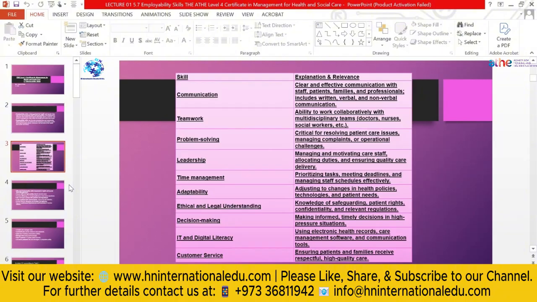Teamwork: ability to work collaboratively with multidisciplinary teams, that is doctors, nurses, social workers, etc. Yes, it's not like if you have studied abroad, you won't be able to adjust in your own country's hospital or any center. You have to.